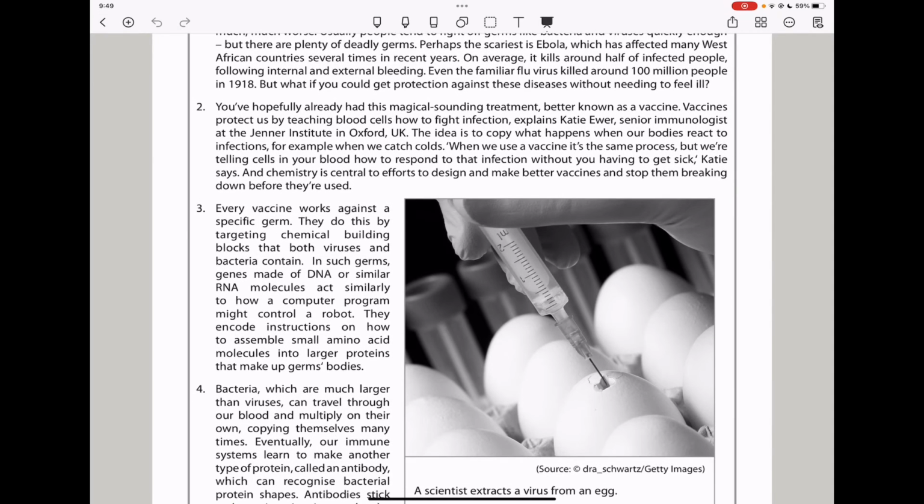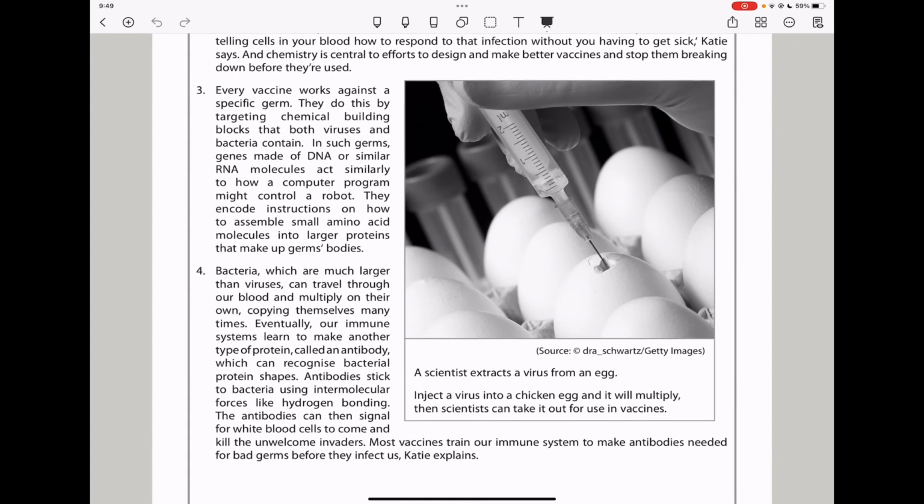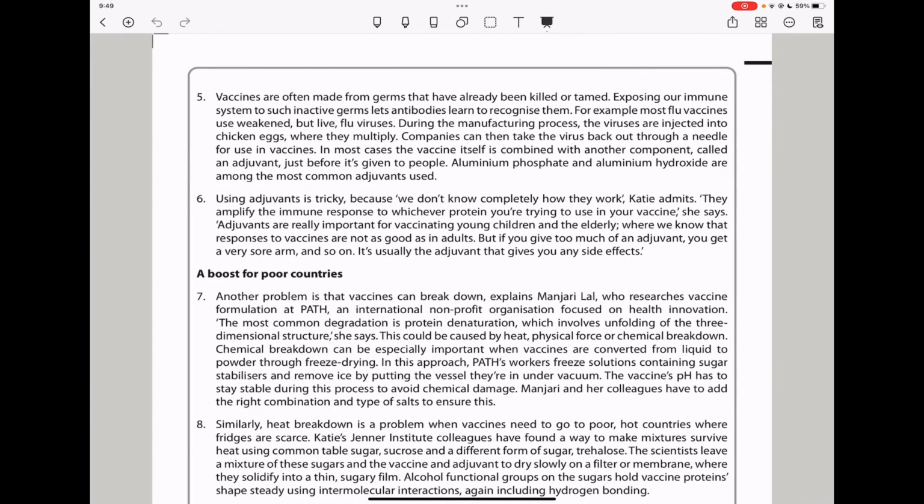So slowly here, going down on. This is the first page, taking you to the next page.